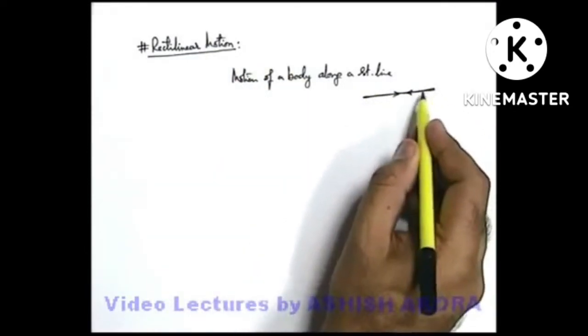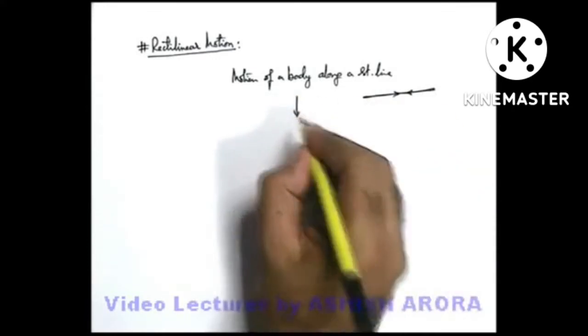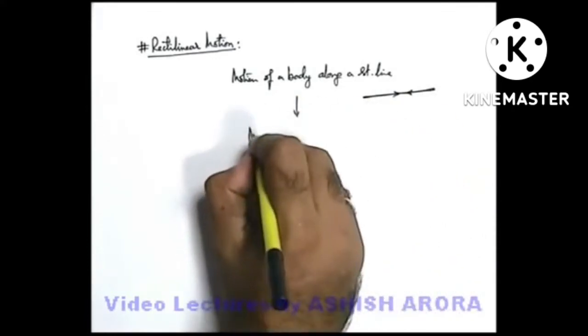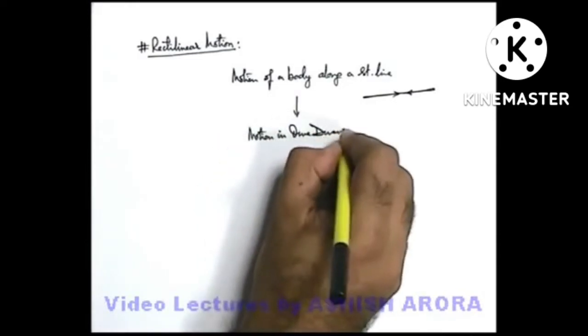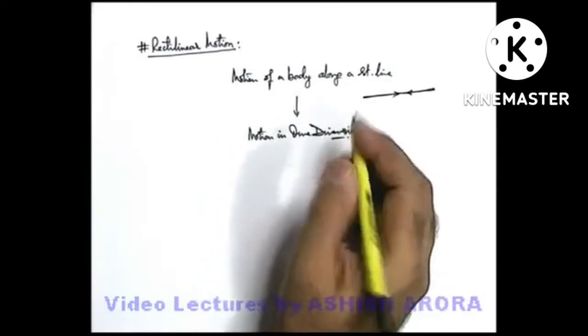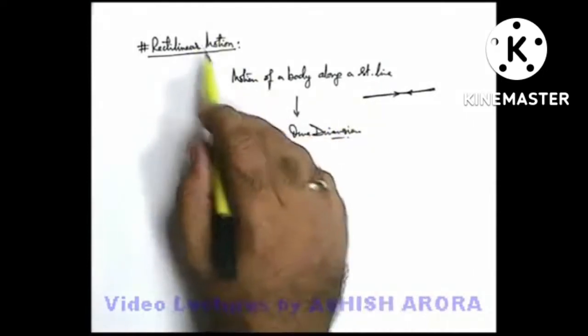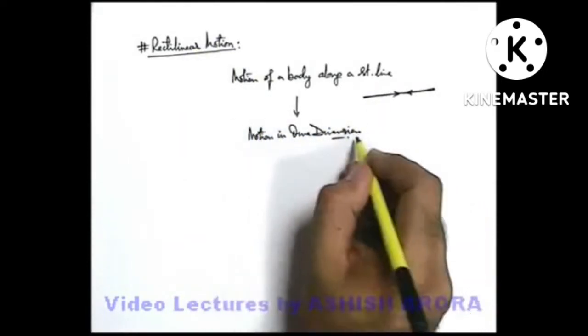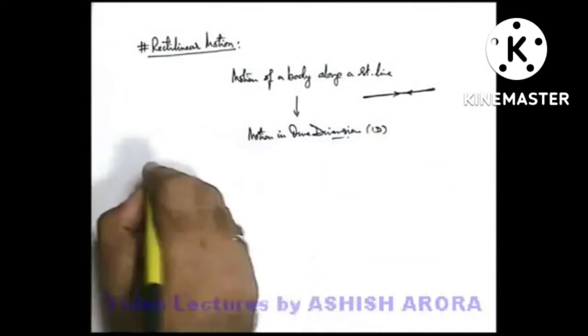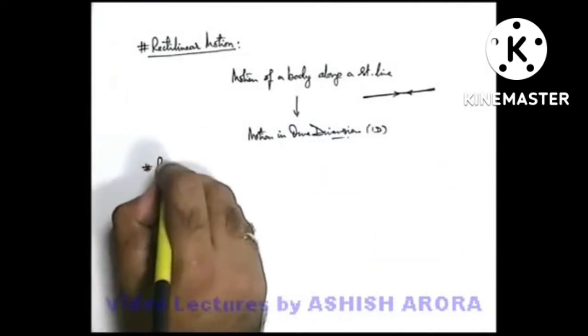And in case of rectilinear motion, as a body moves only along one dimension of a coordinate system, we can simply write it as motion in one dimension. So motion along a straight line can be termed either as rectilinear motion or motion in one dimension. Before proceeding further in motion in 1D, we must understand one thing very carefully, that is reference frame.